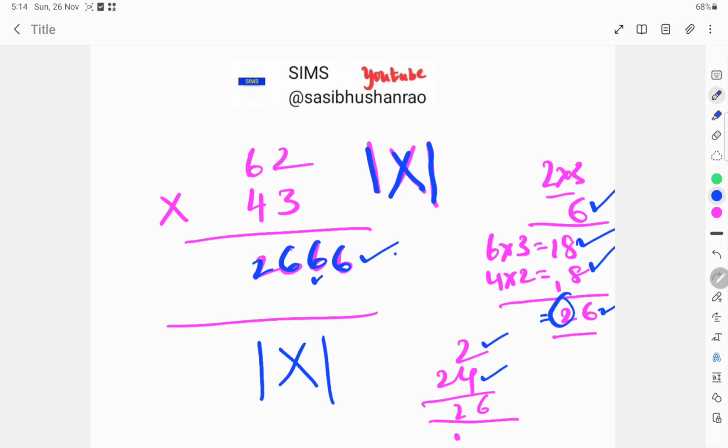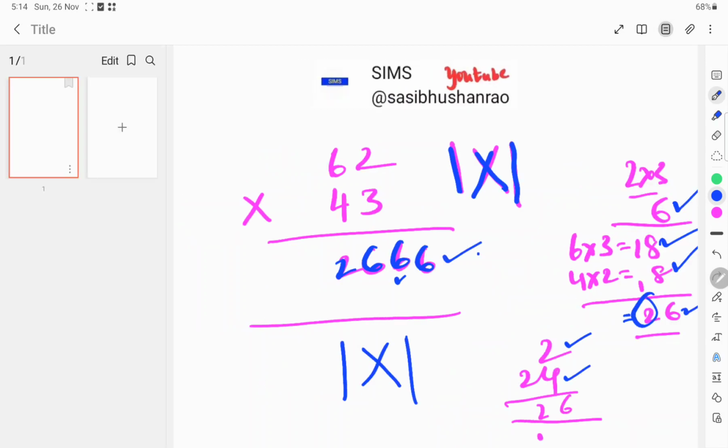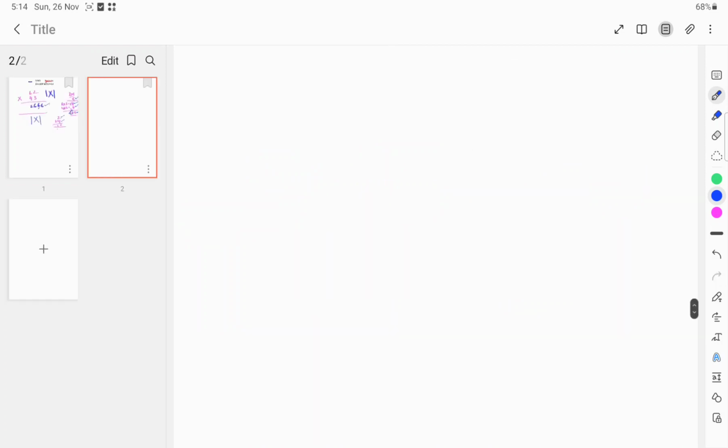This is for 2 rows only. Again, I will explain it for 3 rows.